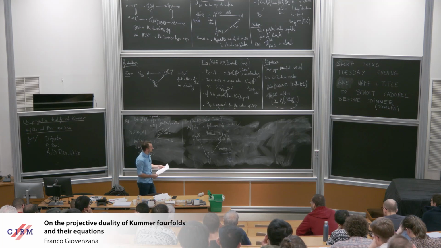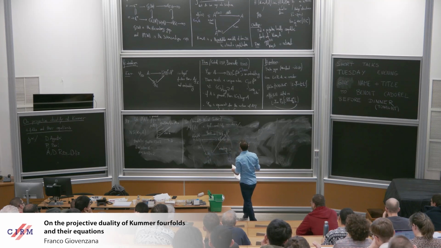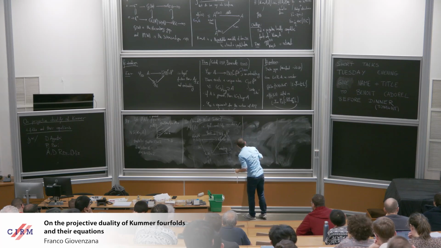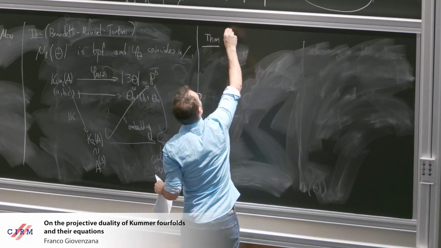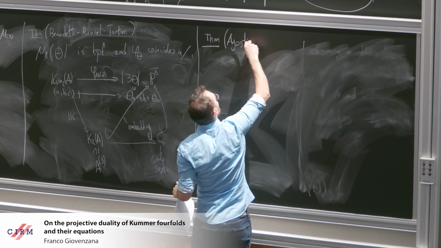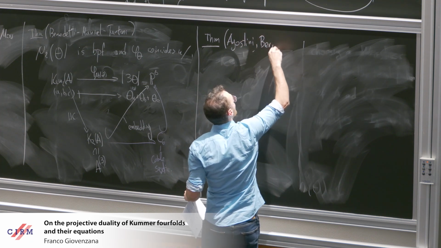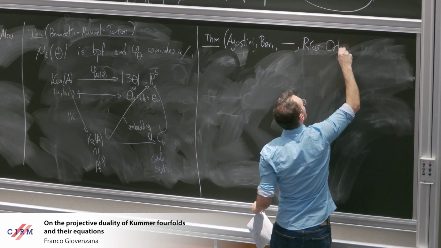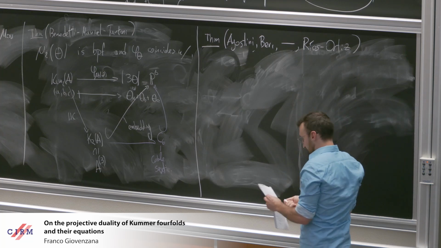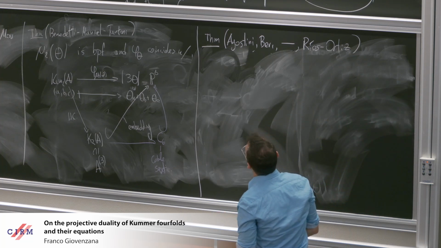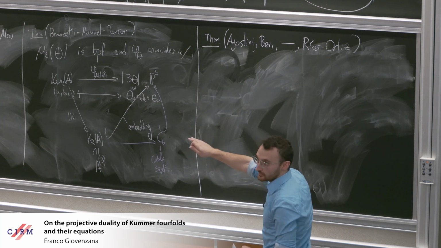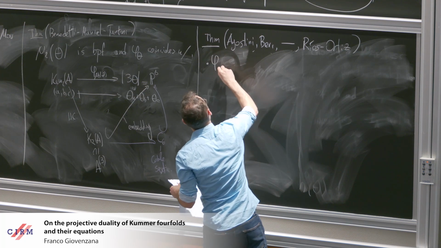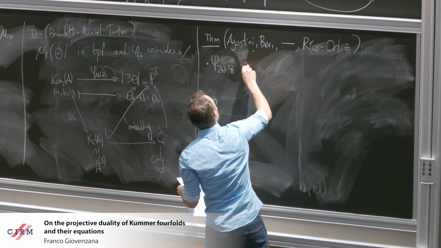And so here comes our first theorem. This is Agostini, Beri, myself, and Rios-Ortiz. We considered the other extreme ray, so this 2 theta minus delta, and we proved the following. First, that phi 2 theta minus delta is base point free.